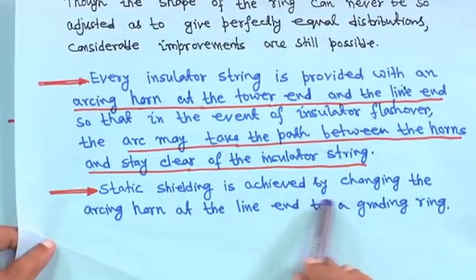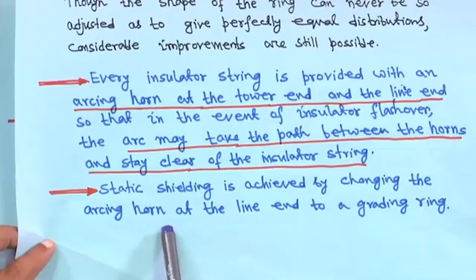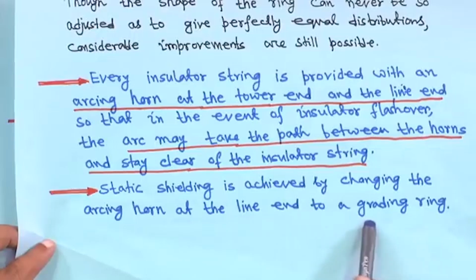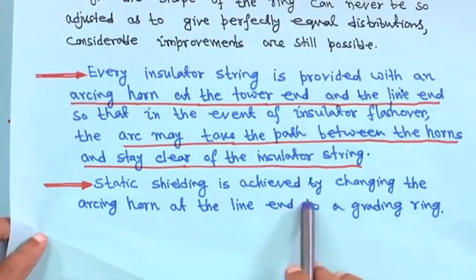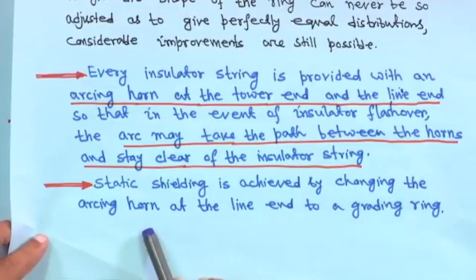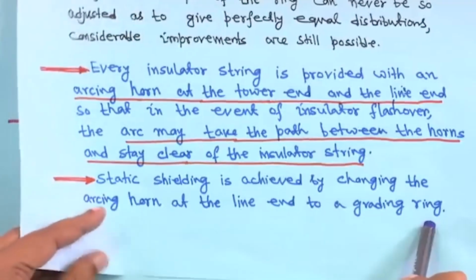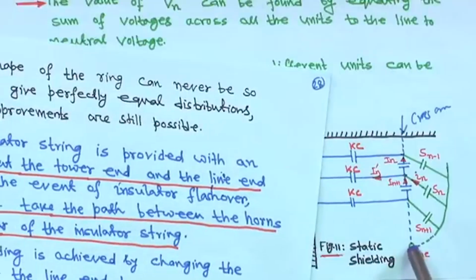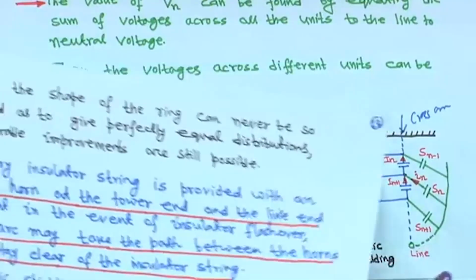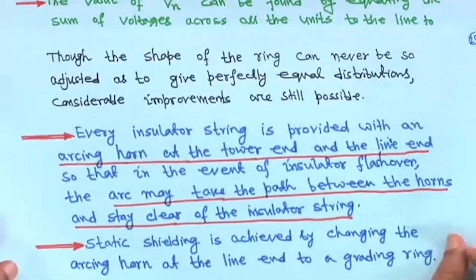So, static shielding is achieved by changing the arcing horn at the line end to a grading ring. So, static shielding is possible by changing the arcing horn, right, at the line end to a grading ring. So, this is your line end, this is your line end. That means, this way it is possible.